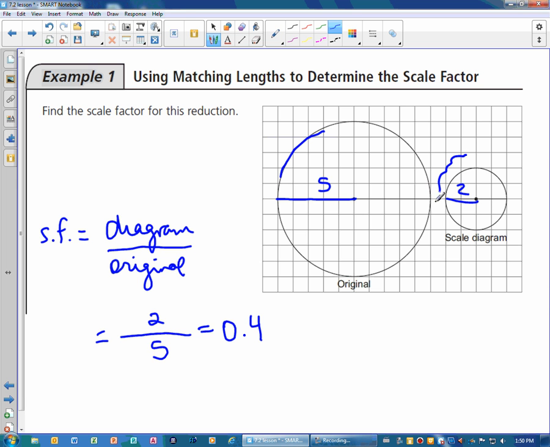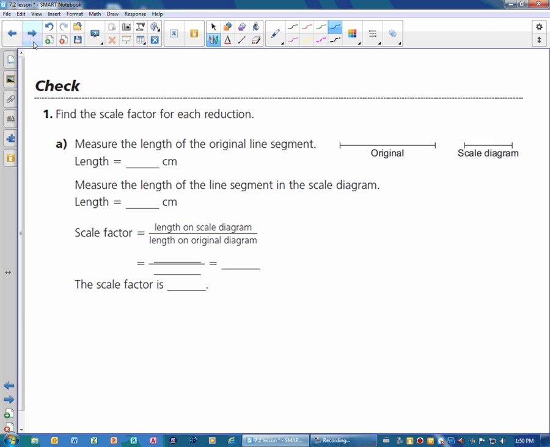So the scale diagram, this is what we drew, the original is 40%, because 0.4 is 40% of the original picture. It's a reduction, so it's less than 1. All right, so let's move on and pause, try to check yourself, and then come back.